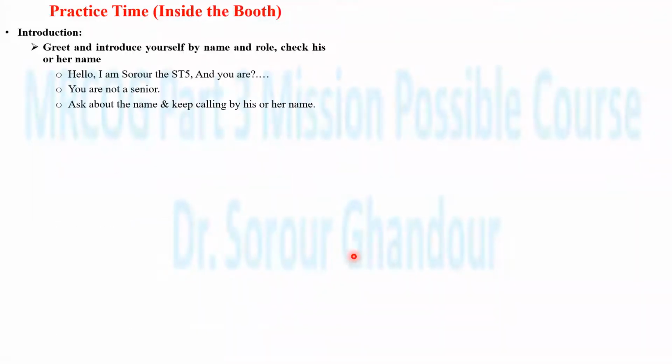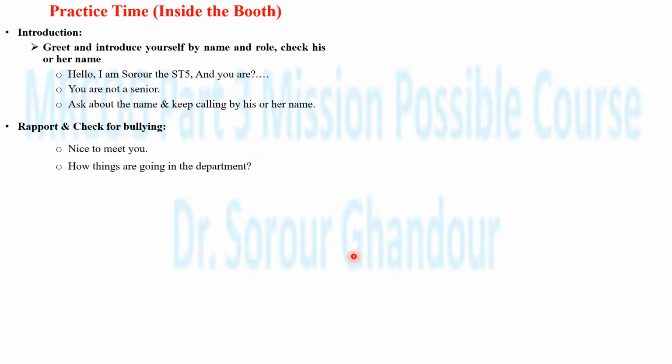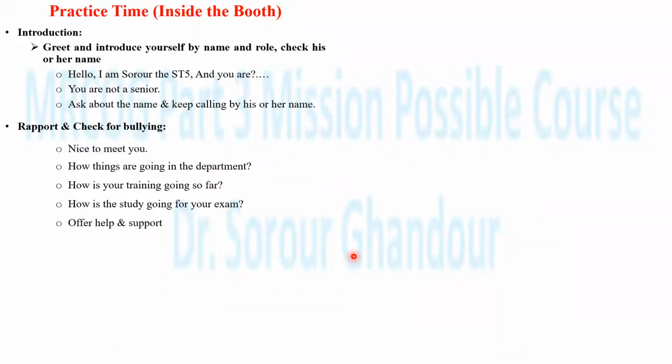You will know how to put your agenda. Besides the introduction, you are not a senior. Don't say I'm one of the senior doctors. I'm the ST5. Nice to meet you. How are things going in the department? How is your training going so far? How is your study going for the exam? And offer him help and support if he needs it. These are the ways to check for bullying or undermining.